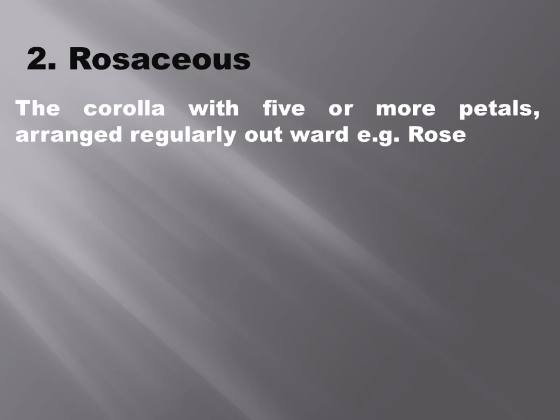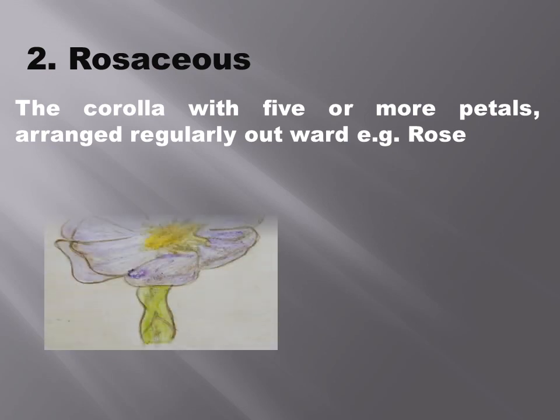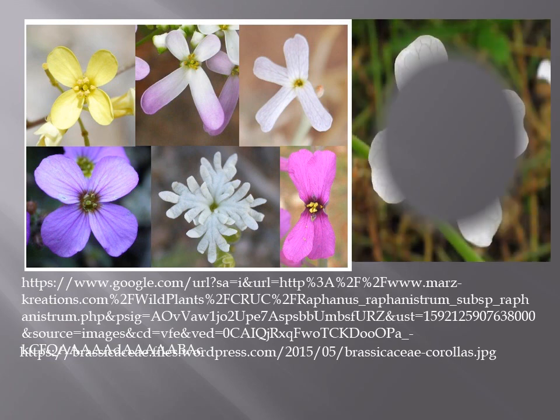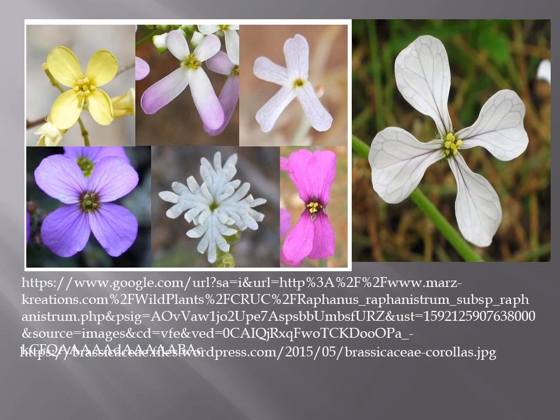The second shape of the corolla is rosaceous. It is a corolla with 5 or more petals arranged regularly outwards, for example in the rose flower. In this image you can see the cruciform petals, which are X-shaped and make a cross-like structure. So these are all the cruciform form of the petals.